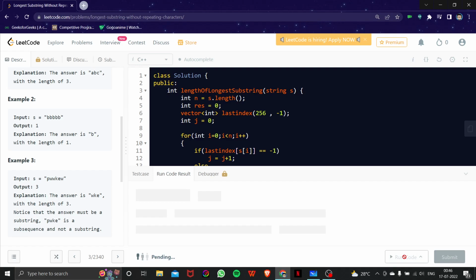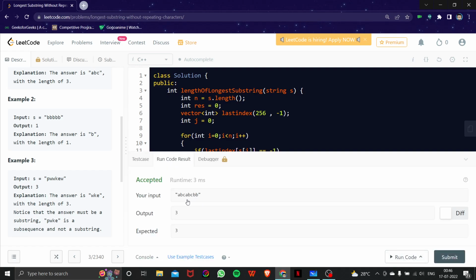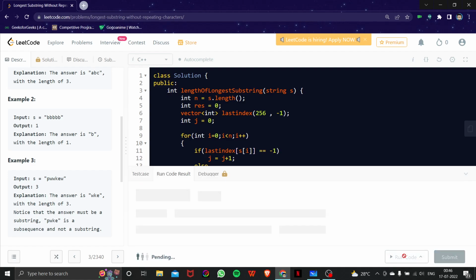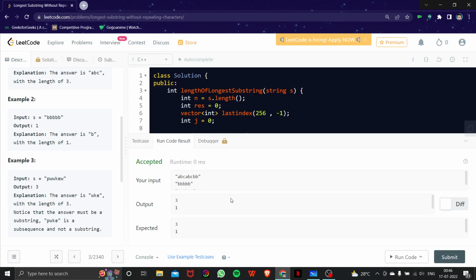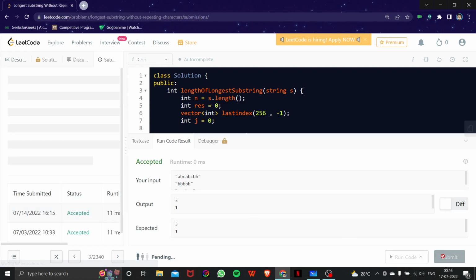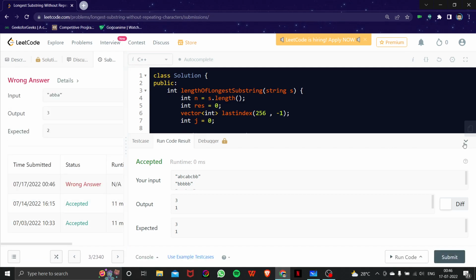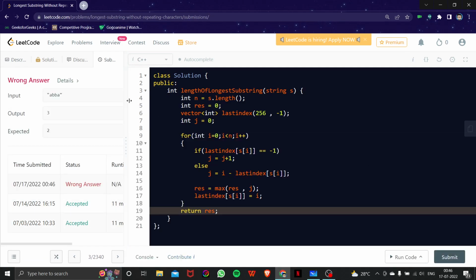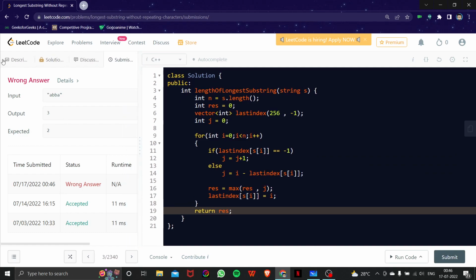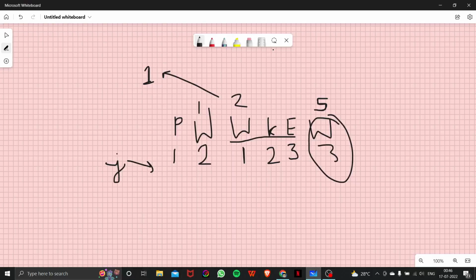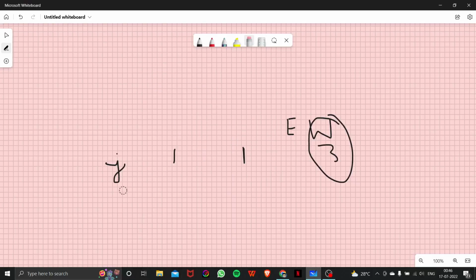Okay, let's compile this code. Here we are getting the accepted output. Let's see for all the examples. Again, it's accepted. Now let's try and submit this code. Yeah. So here we have a wrong output. This is what I was talking about. It is ABBA here. All right. Let me clear it a bit.